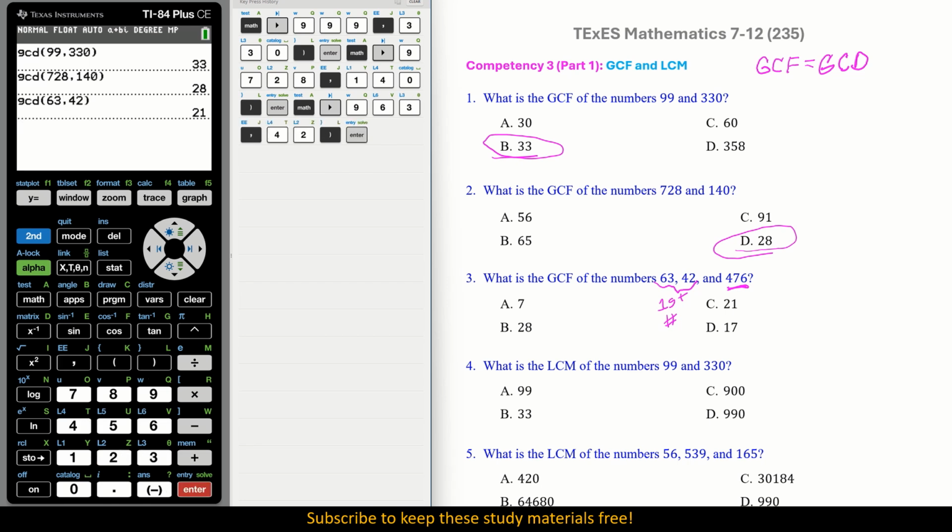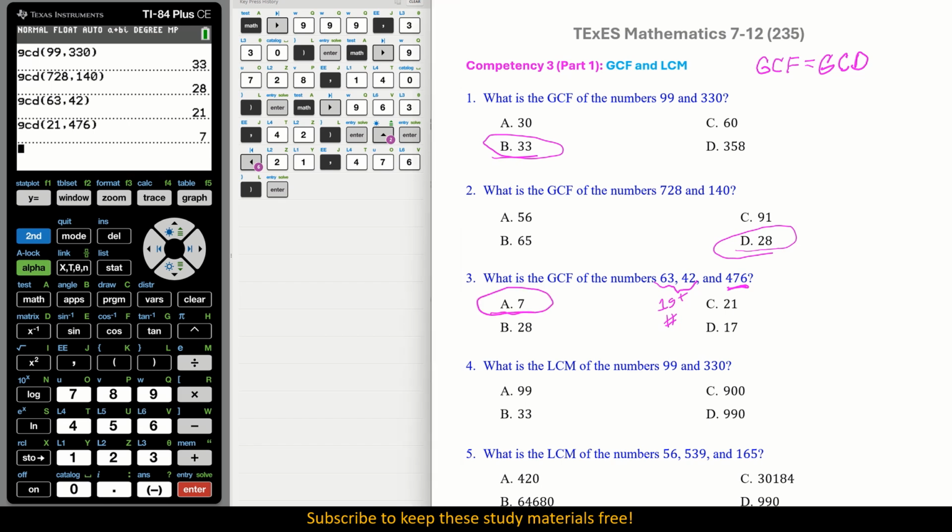And we get 21. Now we repeat the process, but we don't have to keep pushing those numbers over and over. So what we do is arrow up, capture your GCD, push enter. Now let's do a little type over. So we need 21, and then there's the comma, and then we have 476. Since you did a type over, go back, verify the values. Okay, that's good. And push enter. Number 7 is the correct option.